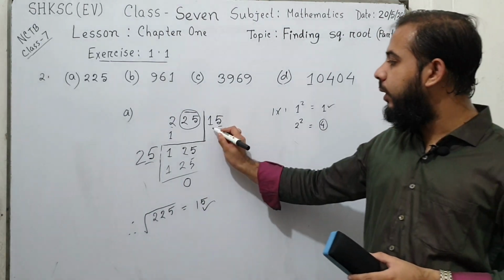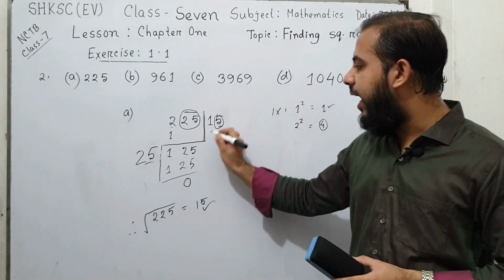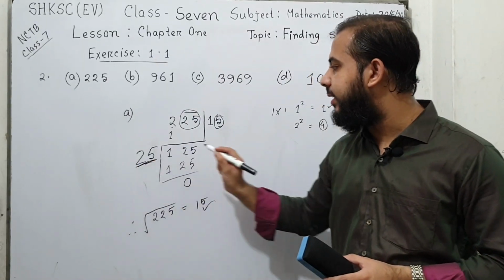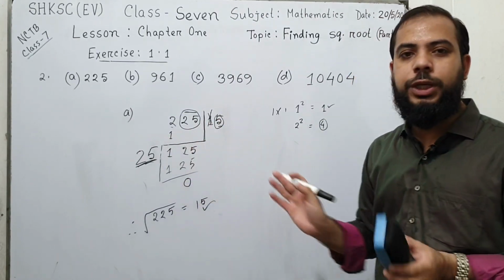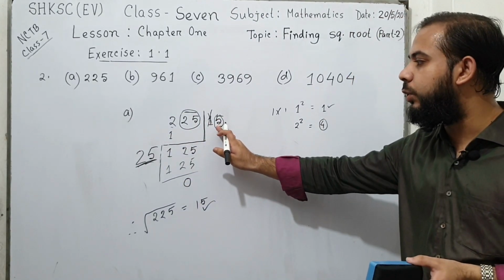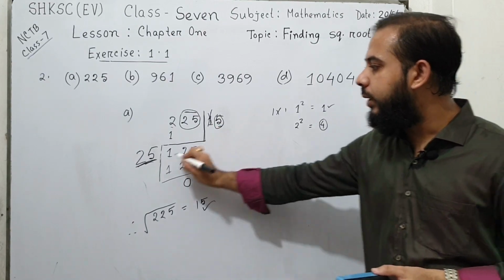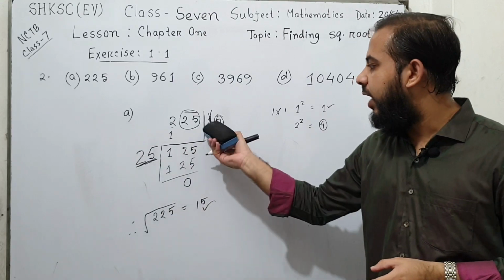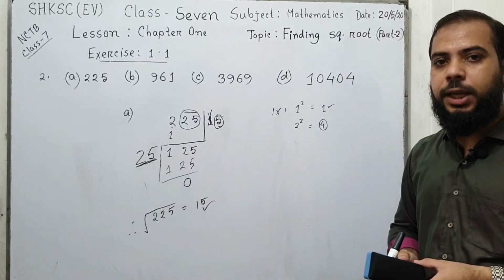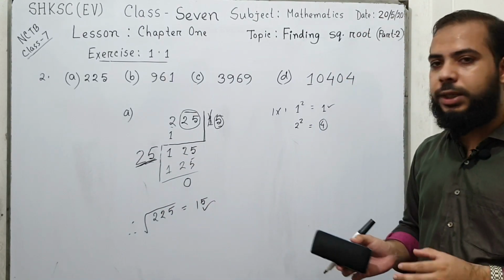Okay, be careful. Here we only multiply 5 with both of these digits. Do not take the previous one, that is 1. We will not take the previous digit. We just take the current digit, which will be multiplied with these two numbers, that is 5 times 25. Okay, I hope you understand this.